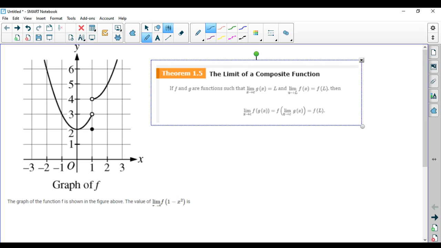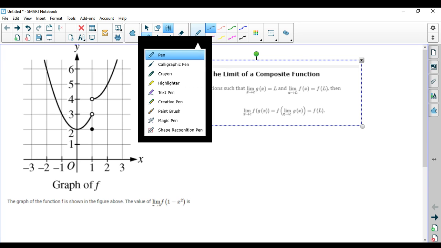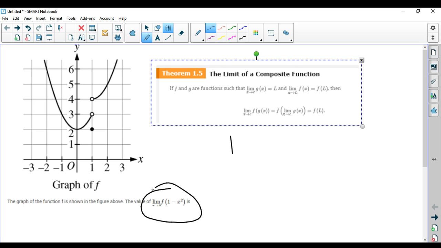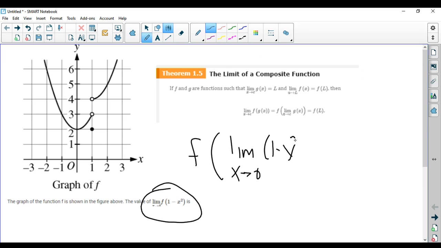When you look at this problem, what I would have done is use the property of limits we learned for composite functions. This is what we're trying to do: the limit as x goes to 0 of this composite function. We learned that it would be equal to f of the limit of the inside function. So that seems very, very simple. Now, if you plug in 0 to this function, you'll get 1. So the answer should be f of 1, and f of 1 is 2.